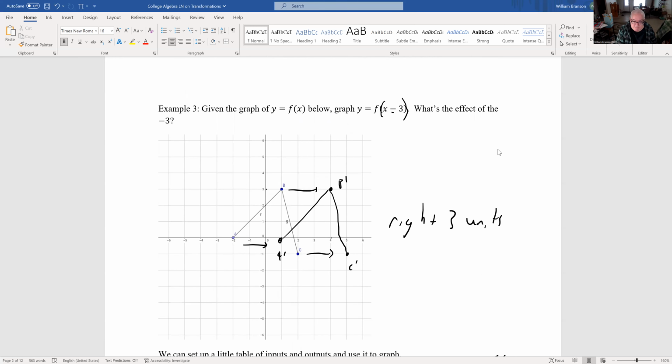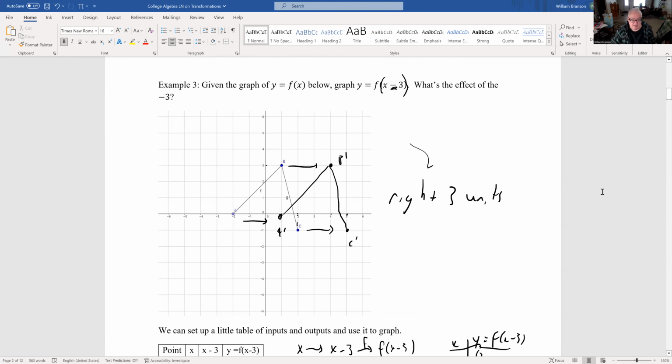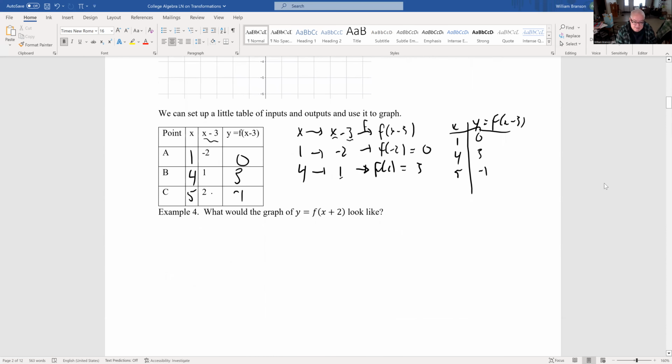So subtracting 3 moves the graph right 3 units, because if we take x equals 5, we subtract 3 from that, get x minus 3 equals 2, and then we plug in to find the y value. So in addition, this moves the graph left 2 units.